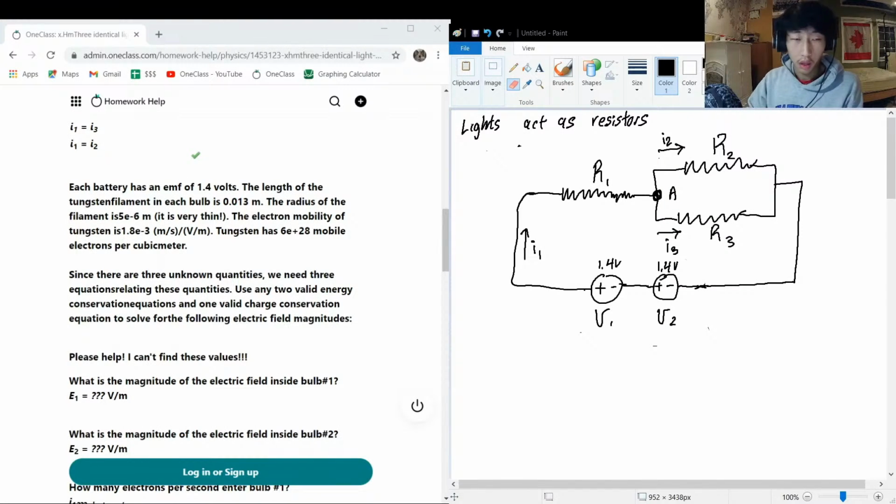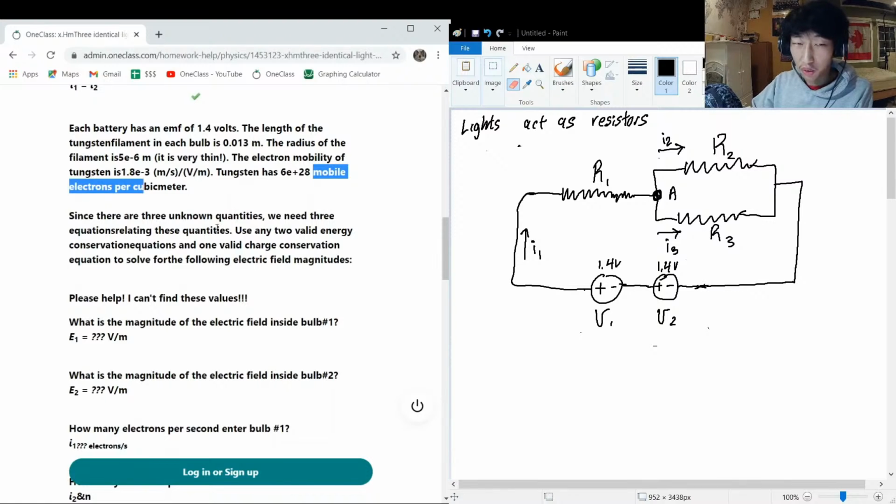Okay. So for the next part of this question, it's giving us this information first. Each battery has a voltage, EMF means voltage, of 1.4 volts. The length of the filament in each bulb is 0.013 meters, and the radius of each filament is 5 micrometers, quite slim. And the electron mobility is 1.8 times 10 to the negative 3 meters per second per volt per meter. And tungsten has quite a few mobile electrons per cubic meter.